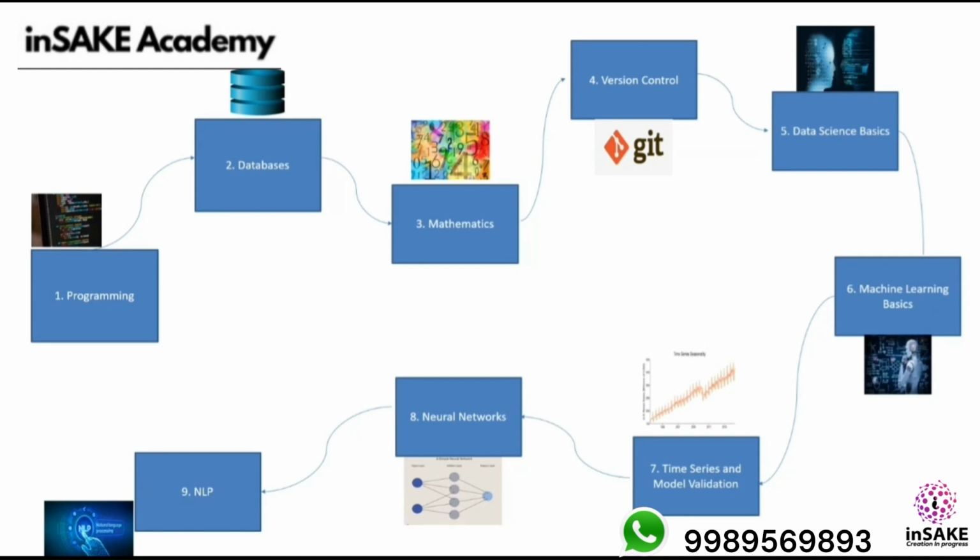Then let's move on to step 3, which is mathematics. As I already mentioned, the core of data science is math. To understand how these different concepts of data science function, you have to have a basic understanding of the math behind them. For that, you need to have some knowledge of statistics, probability, and linear algebra.